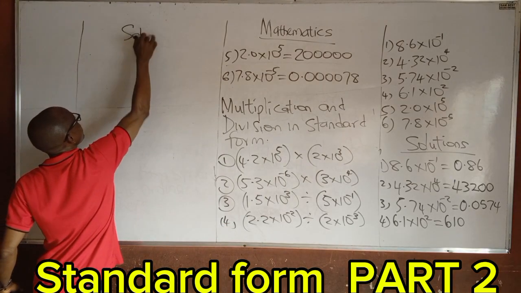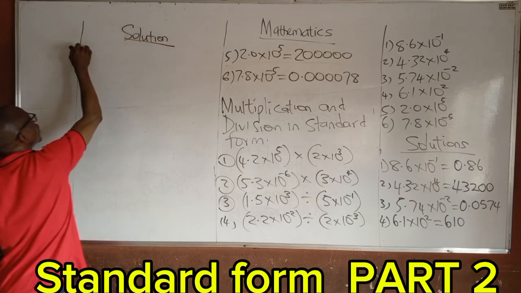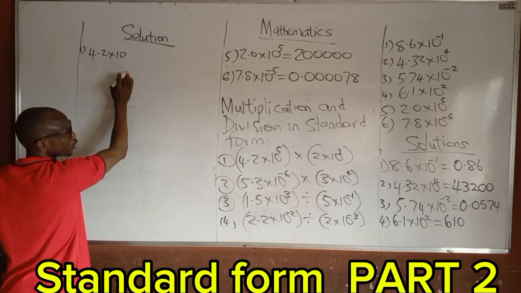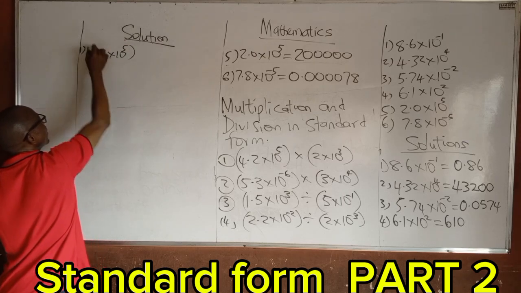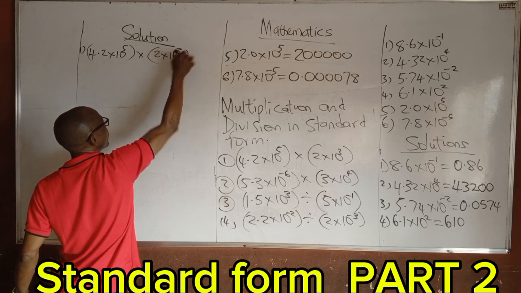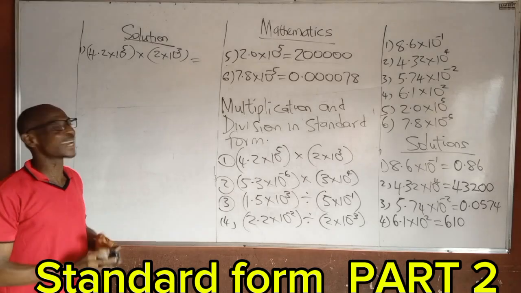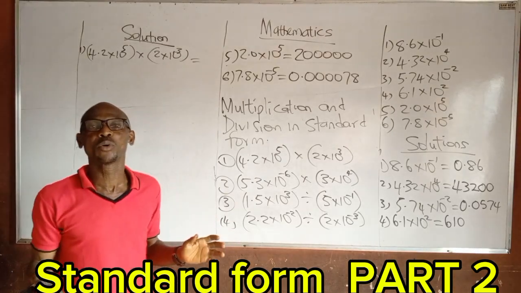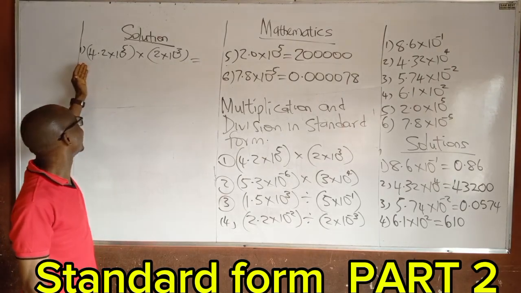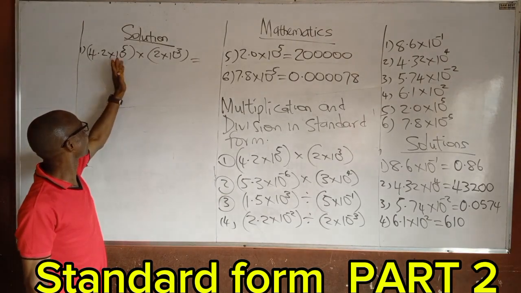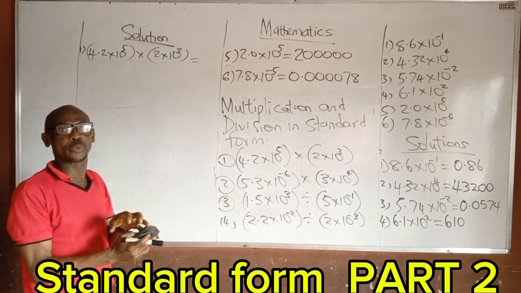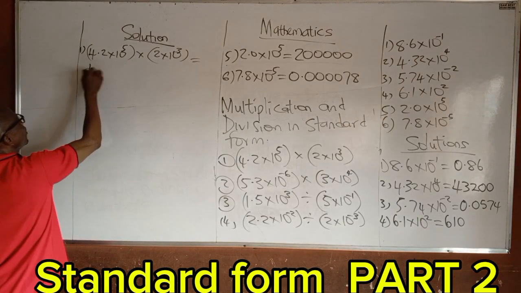Solution 1. We have 4.2 times 10 raised to the power of 5, times 2 times 10 raised to the power of 3. When numbers are to be multiplied in standard form, we multiply the A parts, while the parts that are powers of 10, we are going to use indices in operating that. So let's look at that.